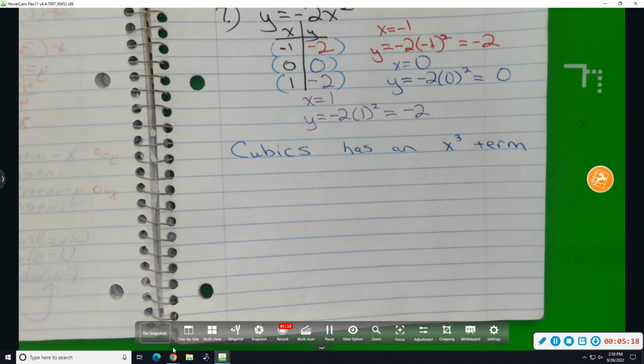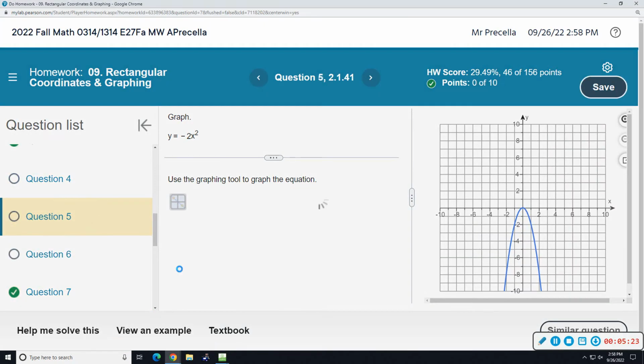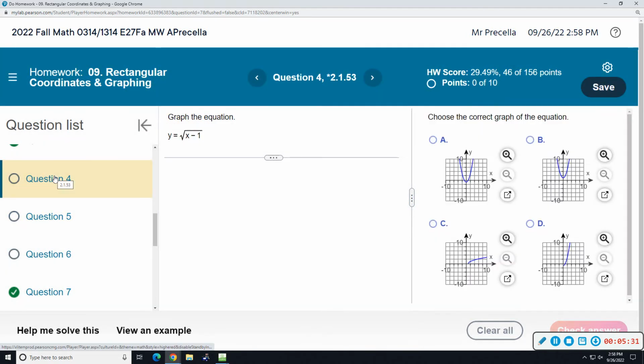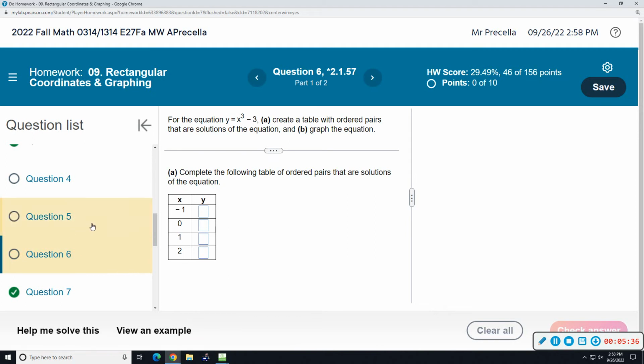So, looking at number 5. No, not number 5. Where is it? I don't even have it listed here. Ah, here it is. Let me make a note. I should do 6 there. Okay, number 6. And notice the equation, that cube stands out there. That tells you that you're going to be graphing a cubic, which means you have to use the cubic tool.